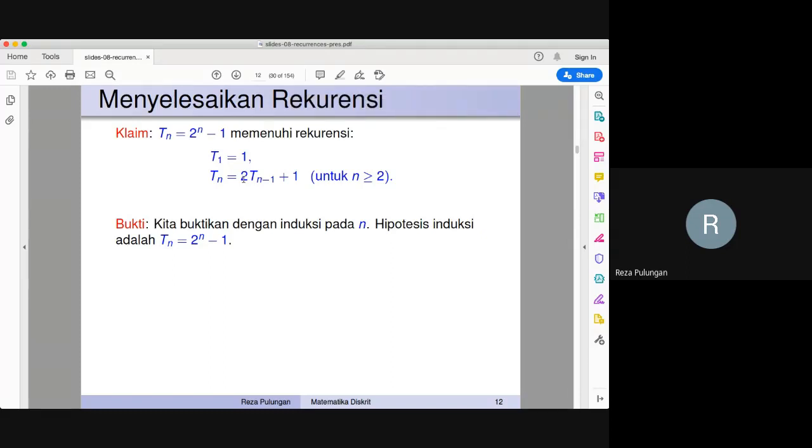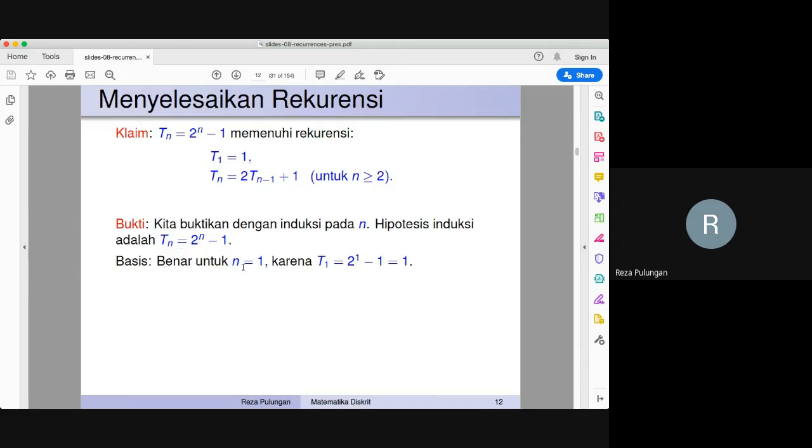You already know induction from before the midterm exam. Let me show you the proof. We prove this by using induction on n. What is the induction hypothesis? The induction hypothesis is that Tn is equal to 2 to the power of n minus 1. So let's see the base. The base is when n is equal to 1.